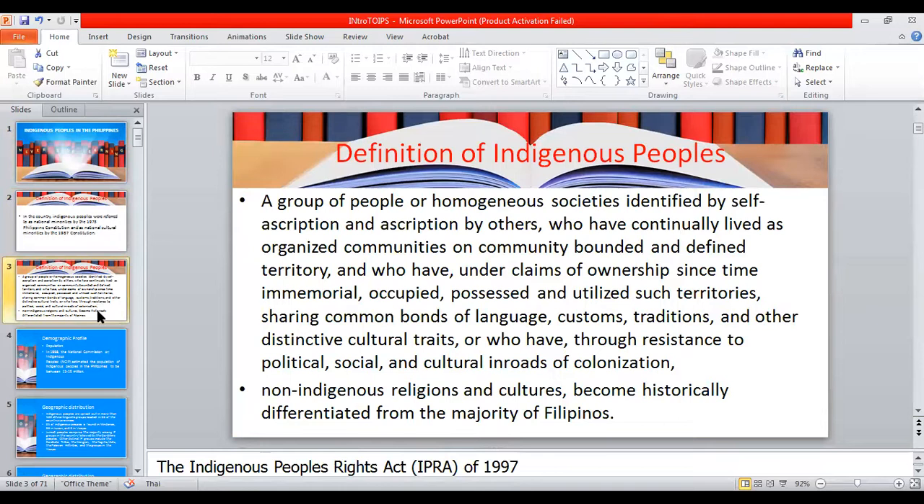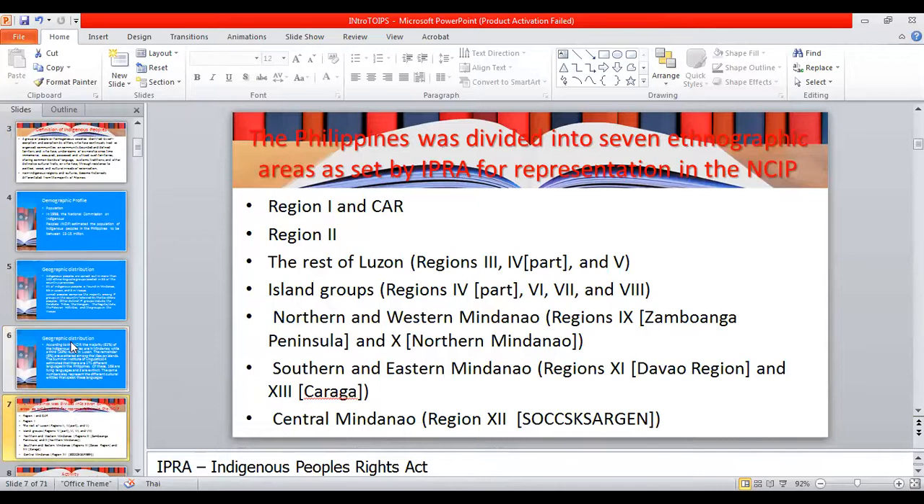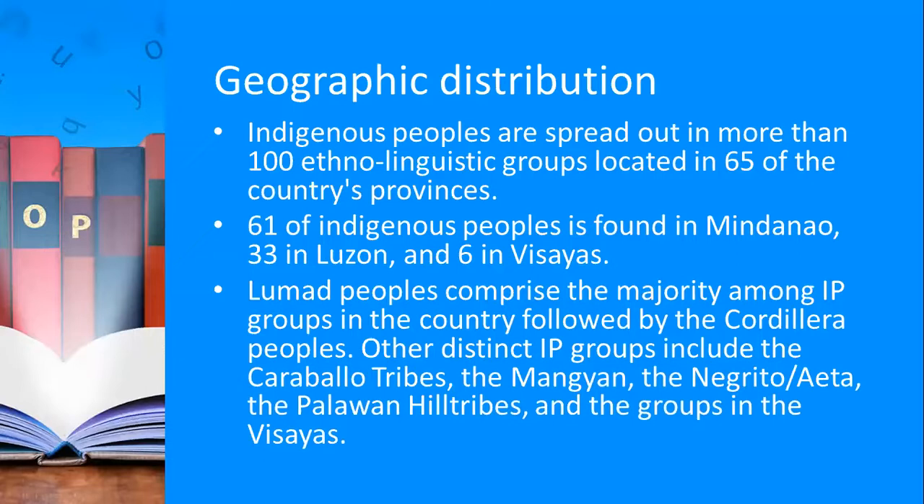Here it is: the geographic distribution of the indigenous peoples. It was said that there are more than 1,000 ethno-linguistic groups located in 65 provinces of our country. To be exact, 110 of them. They were distributed as follows: 61 indigenous peoples are found mostly here in Mindanao, 33 in Luzon, and 6 in Visayas. So 61, 33, and 6 make 100 plus, to be exact 110. A few have merged, and a few are gone. The Lumad people comprise the majority among the IPs, so the Lumad are the most numerous.